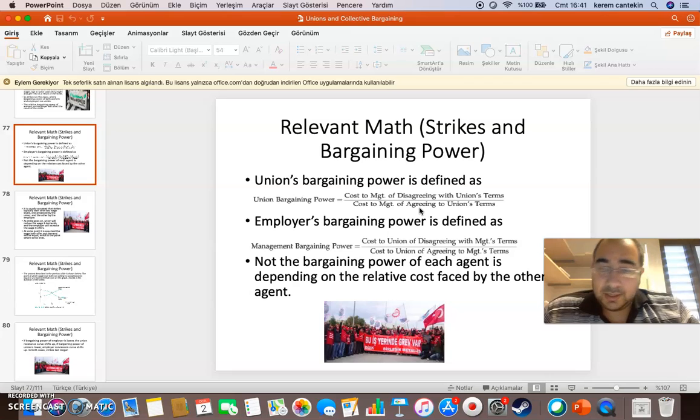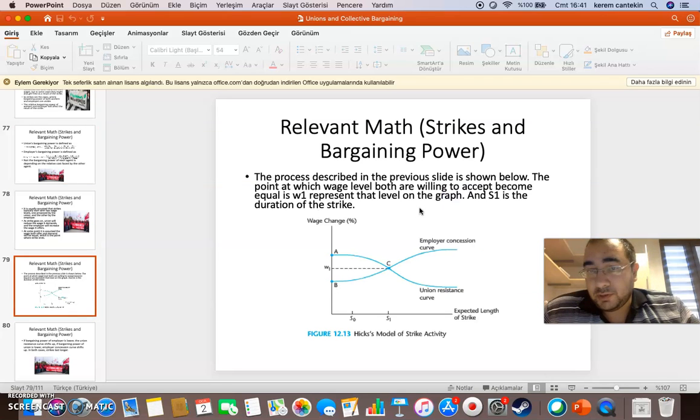in that case, the strike won't last long because they think that the strike won't be effective anyway. In that case, they will end up at a shorter point. The strike will last shorter, and in some cases it might not even last.